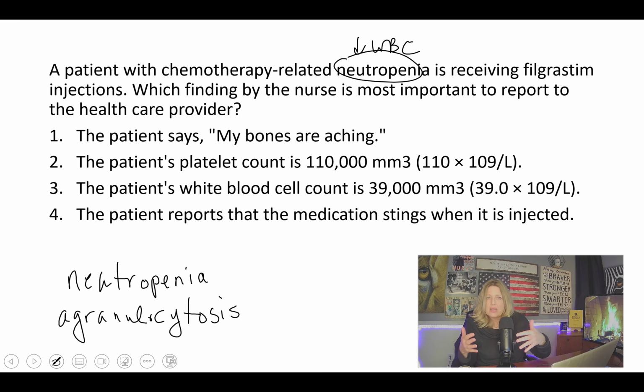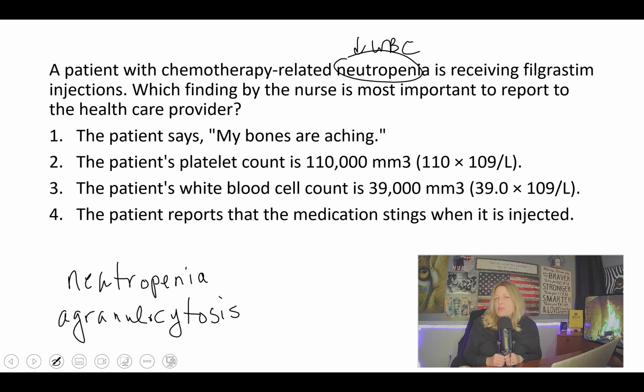So this isn't a physiological versus comfort versus psych issue, right? This is a what is expected versus unexpected. So for a patient who has a low white count, who's receiving a medication to increase their white count, which finding is expected or unexpected? Really, which one is unexpected? I would expect them to tell me their bones are aching. My gut tells me that seems okay to me.